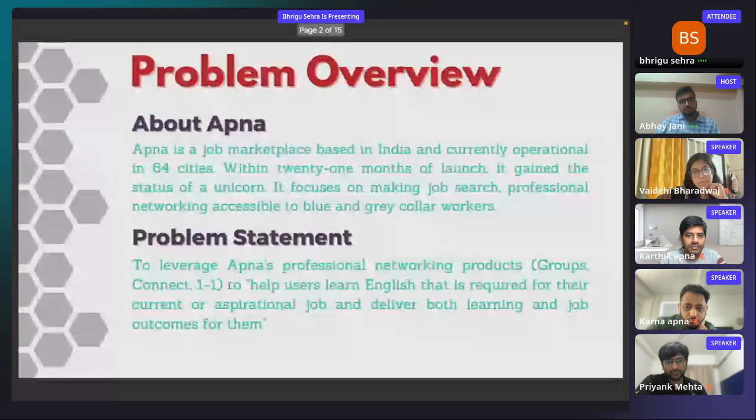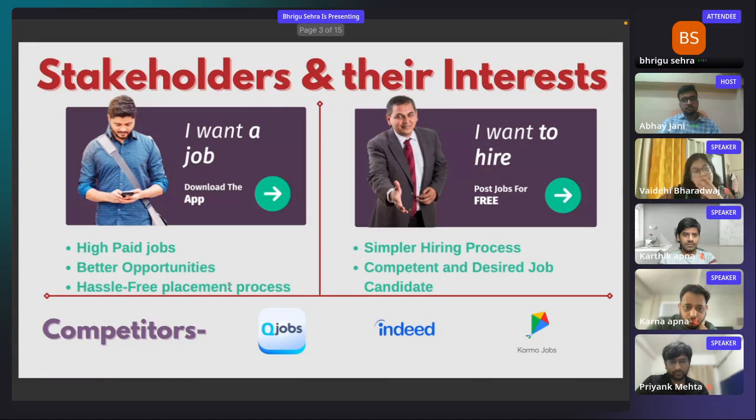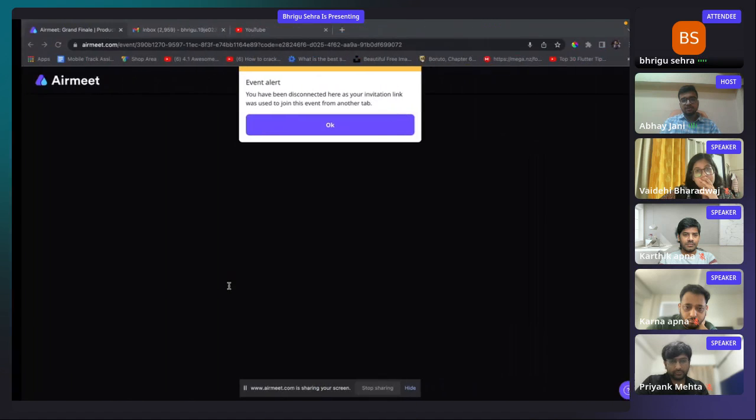So basically, when I went through the problem overview, the problem statement was that we have to figure out a way where we can use groups and connect, to leverage the teaching of English. One problem I saw in Apna was that there is no retention scheme. For example, if I am a user and I get a job using Apna, then after that there is no process for me.